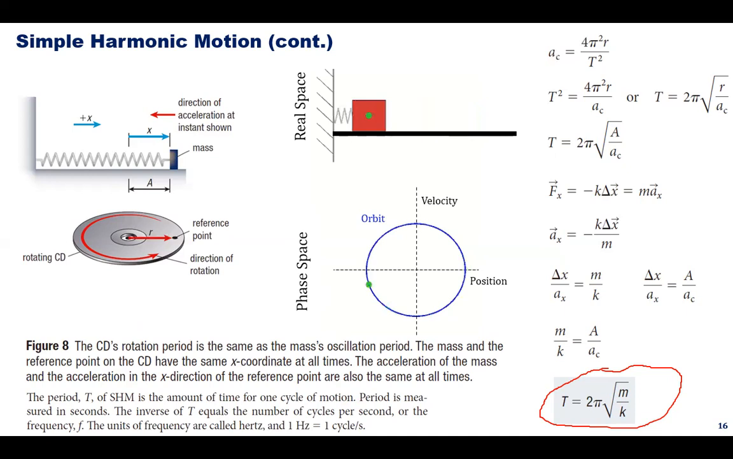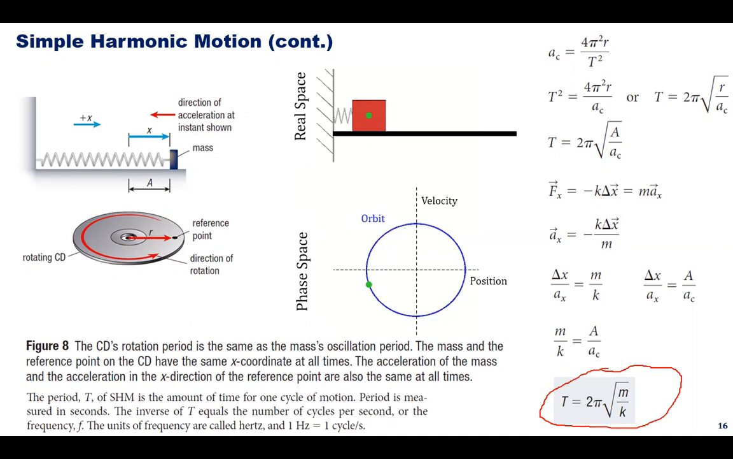The period T of a SHM is the amount of time for one cycle of the motion. Period is measured in seconds. The inverse of T equals the number of cycles per second, or the frequency denoted by f. The units of frequency are called hertz, and 1 hertz equals 1 cycle per second.